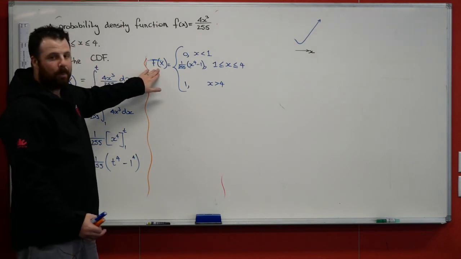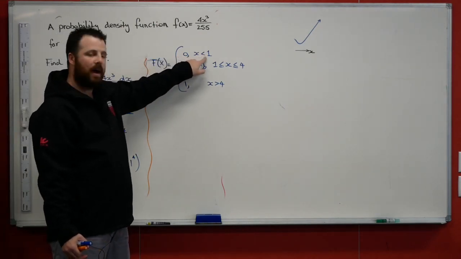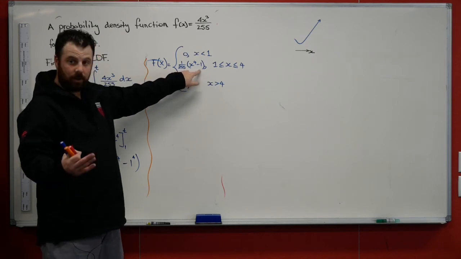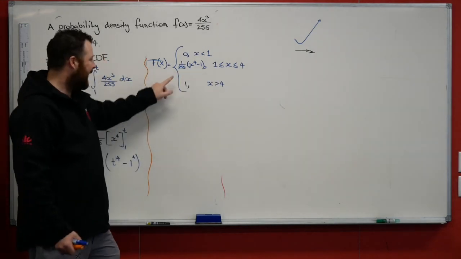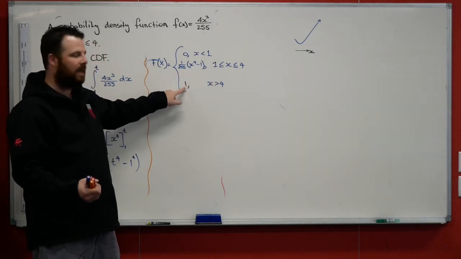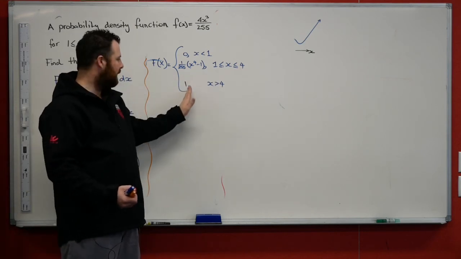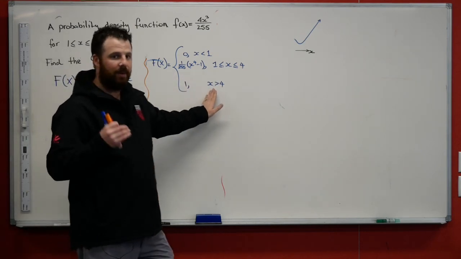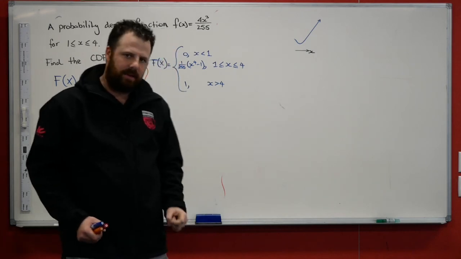We write it as a capital F of X: 0 before our lower boundary, our function between our boundaries, and we know this function is going to total together to 1 at the top, so everything after our upper boundary must add together to give 1.